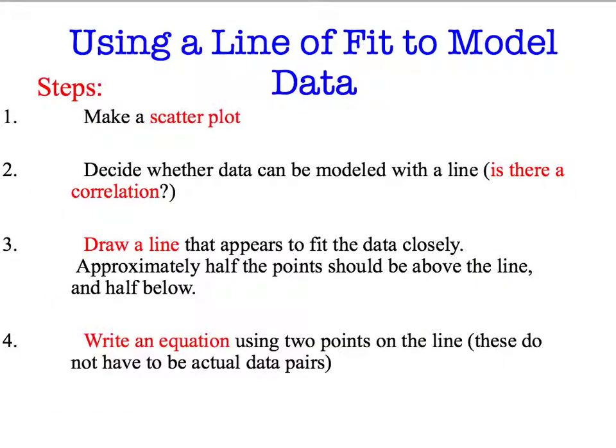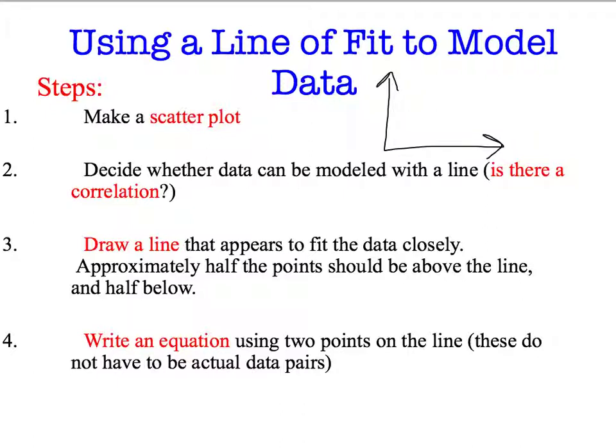Now that we know how to recognize a line of best fit, we're going to learn how to actually draw one on a set of our own data. So there are 4 steps you need to follow in order to do that. Our first step is to make a scatter plot. To make a scatter plot, you want to always draw your 2 axes.